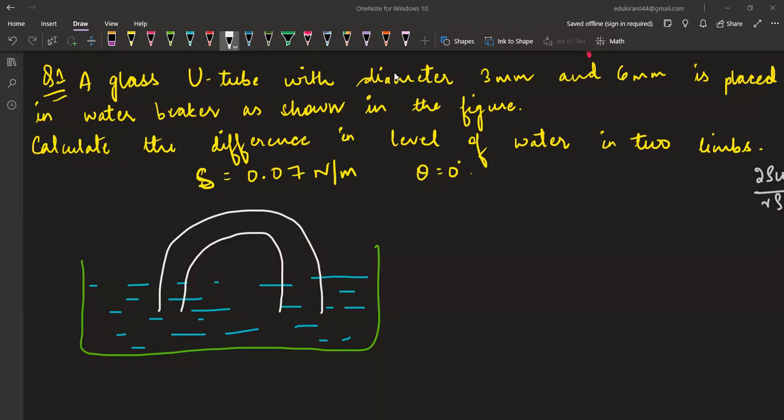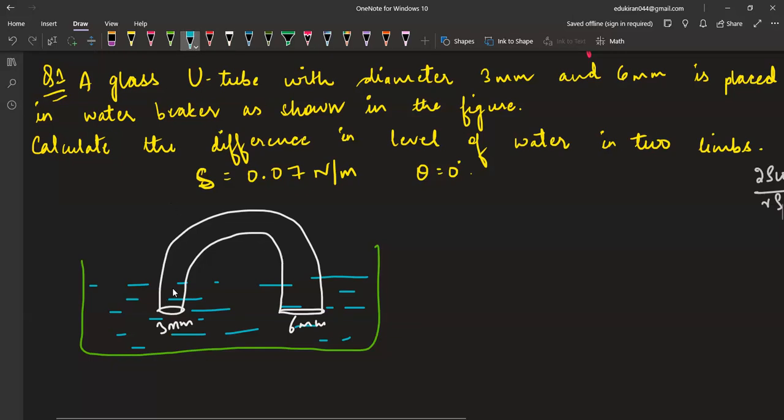So, a glass tube with diameter 3 millimeter and 6 millimeter. This is a single tube. One side is narrower like this. If you see this side, the diameter is 3 millimeter. And if you see this wider side, the diameter is 6 millimeter. This is the same tube. Calculate the difference in water level in the two limbs.